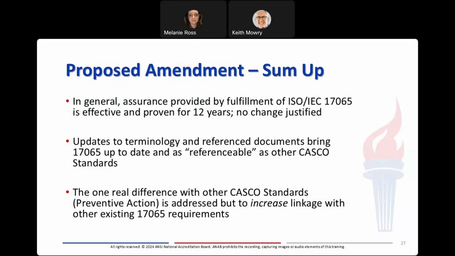However, updates to terminology and reference documents will help bring 17065 up to date, use the same terminology as all the other ISO CASCO standards, and make it as easily referenced as those other CASCO standards. The one real difference with other CASCO standards from 17065 as it sits today is this preventive action clause, and that's being addressed. The proposed changes are more clear than the other CASCO standards content in this area, and they increase the linkage with other 17065 management system requirements.